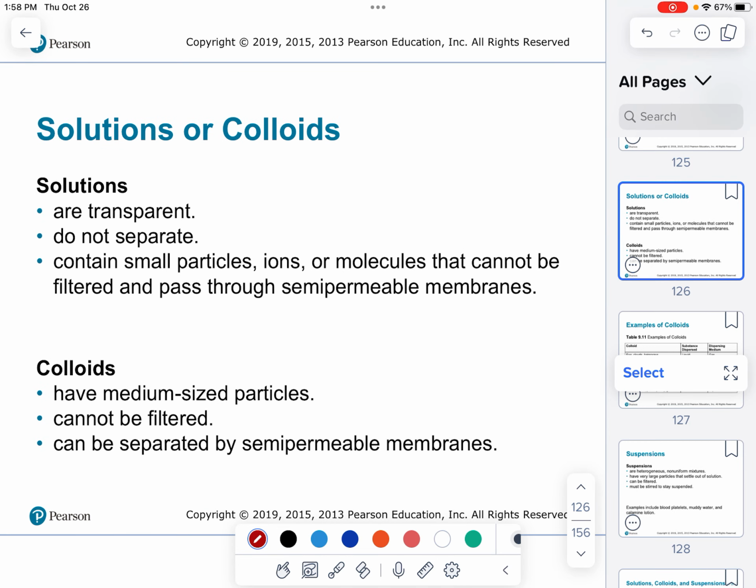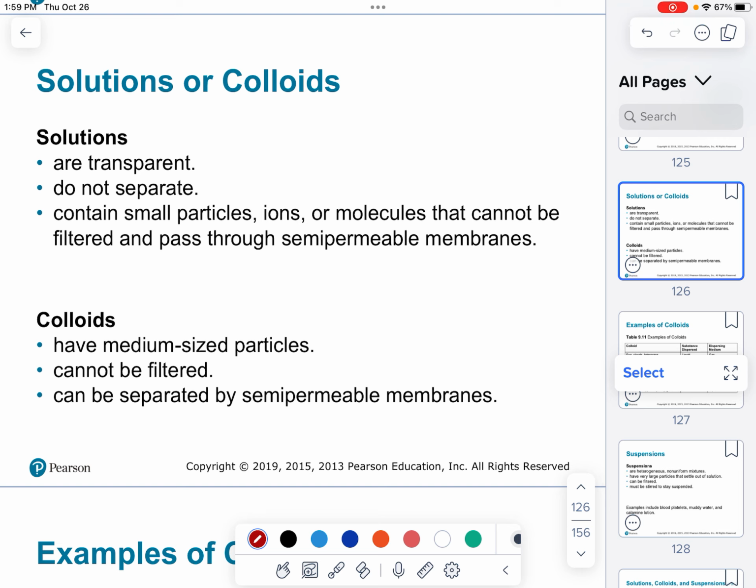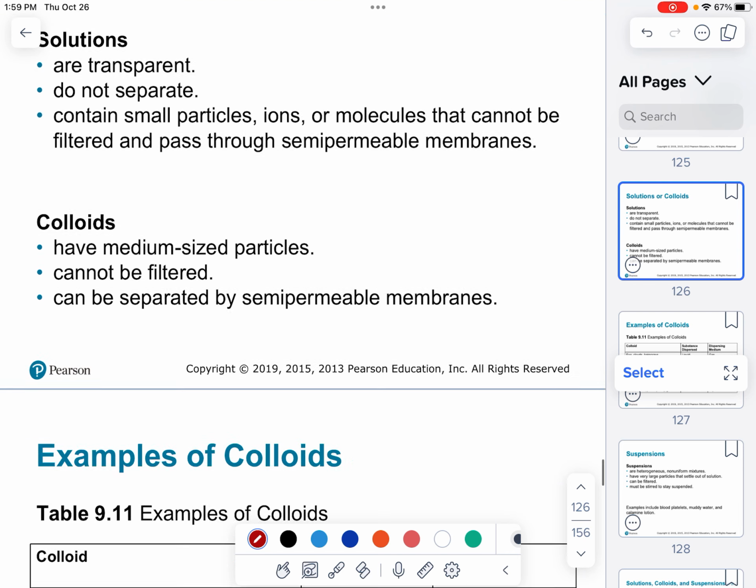Okay, solutions versus colloids. Solutions are transparent. They don't separate. They contain small particles, ions, or molecules that cannot be filtered or pass through a semi-permeable membrane. Colloids, on the other hand, have medium-sized particles, cannot be filtered, but can be separated by semi-permeable membranes.